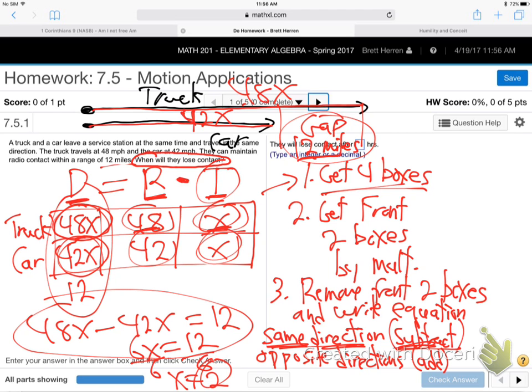But they could have asked, how far will the truck have gone when they lose contact? If so, I would have plugged the 2 into the distance for the truck. 48 times 2, 96, would have been the answer. So they could have asked many things at the end. Does that make sense? So you've got to always check what they're asking for at the very end. Questions on that one?